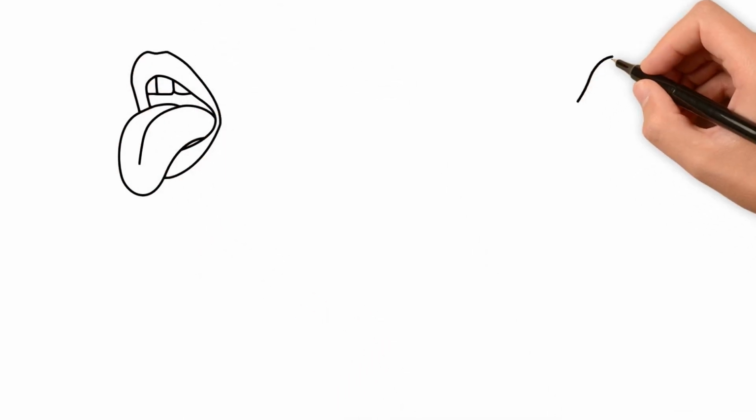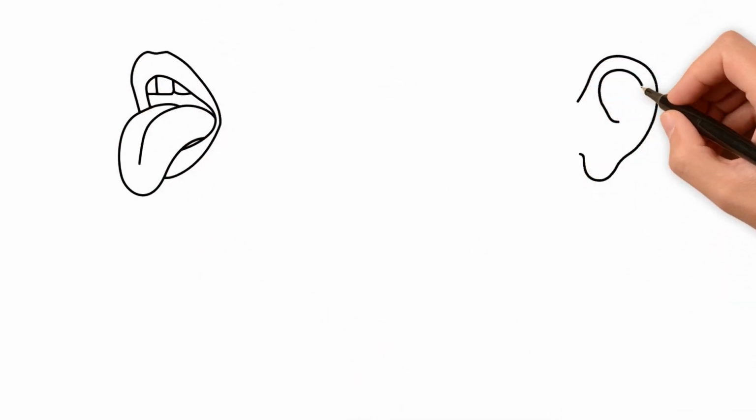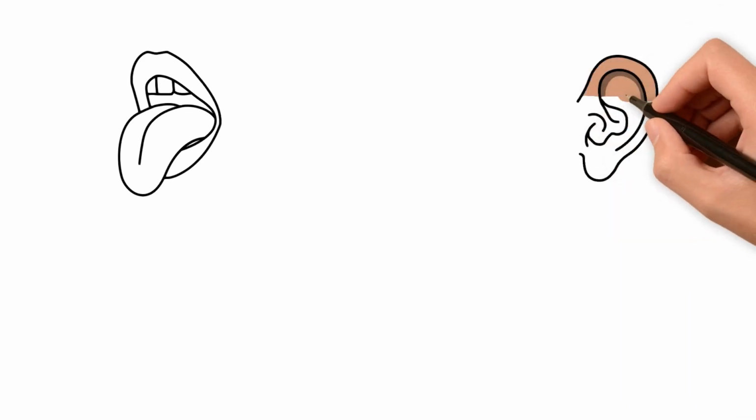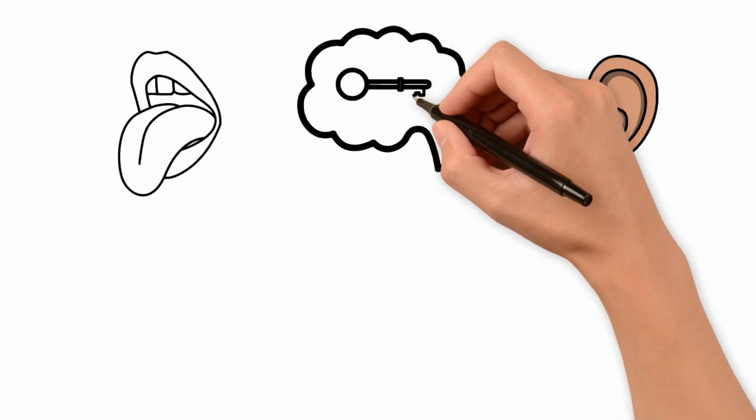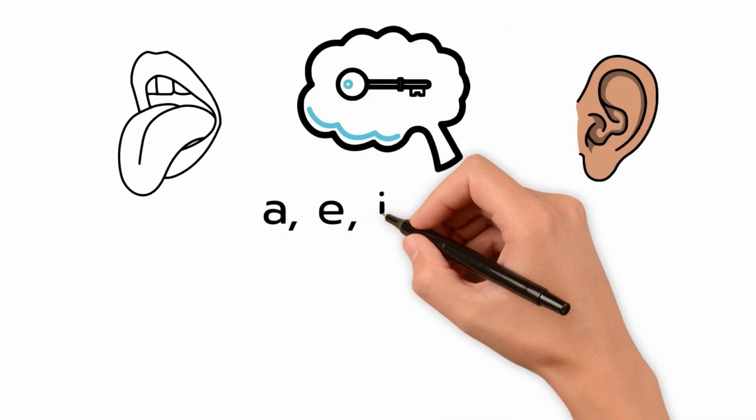Now again, learning these sounds is going to help you with your pronunciation and also help you to understand. And remember those sounds when you're pronouncing words in the future. It is key. A, E, I, O, U.